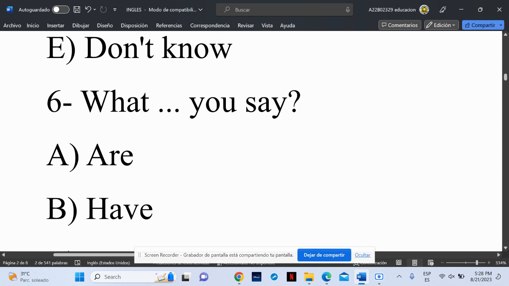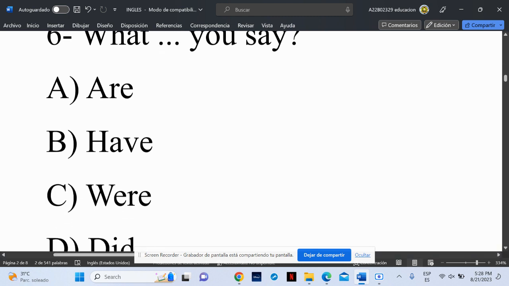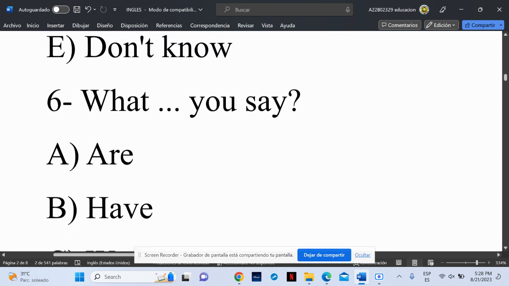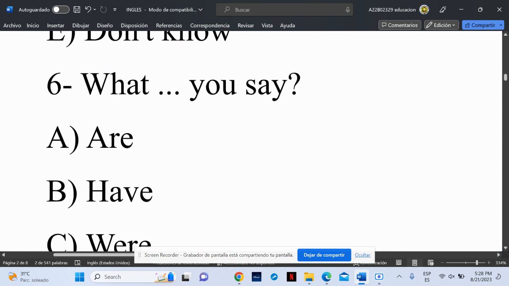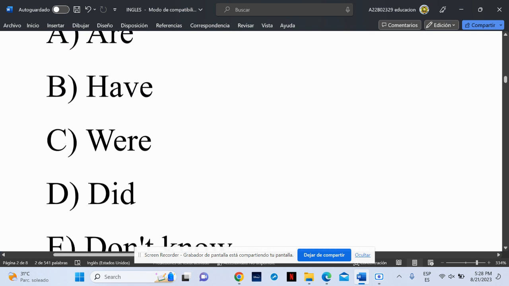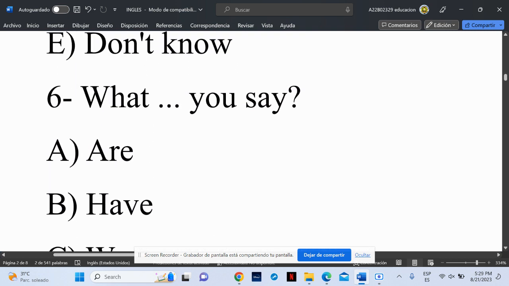Entonces, en este caso, vamos a utilizar también la expresión correcta del verbo que vamos a utilizar para hacer este tipo de preguntas y recordar que tenemos que usar la expresión verbal en función del tiempo verbal que estamos utilizando.